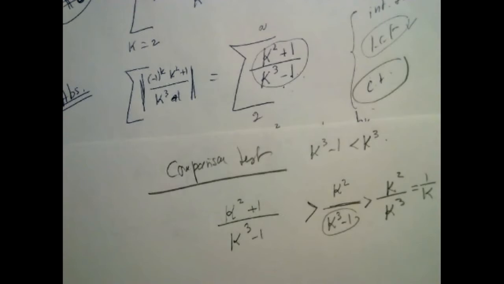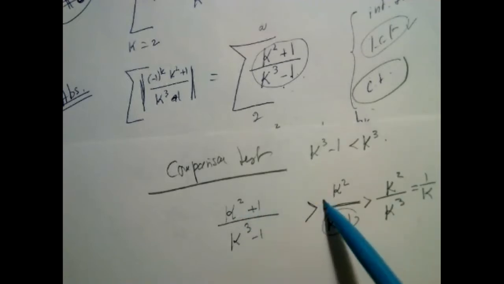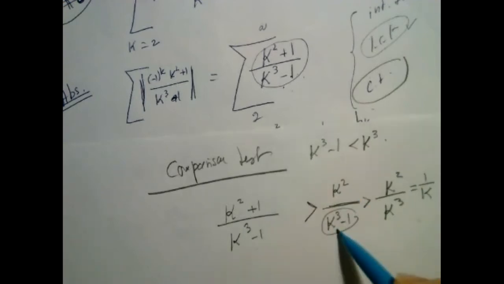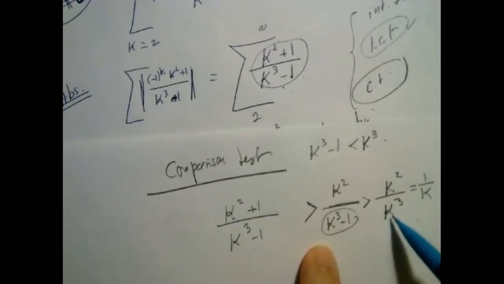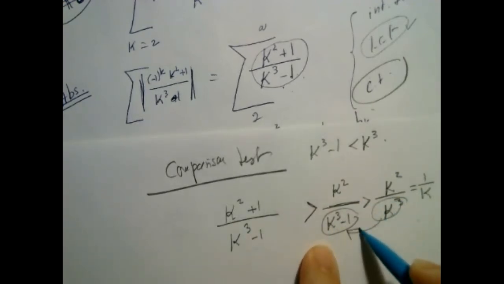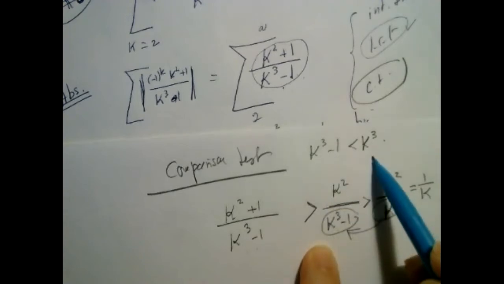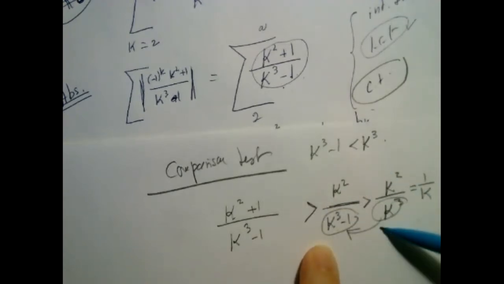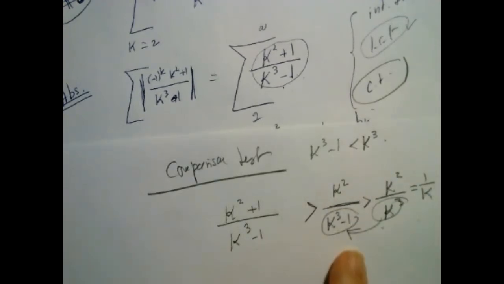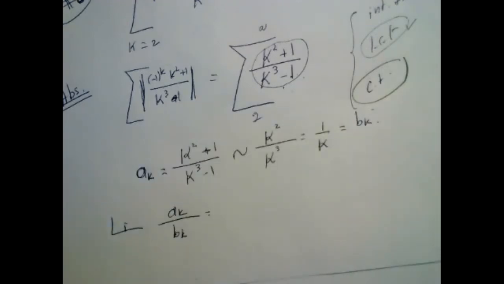Zach, does this answer your question? Yes, that does answer my question. Thank you. So it's the comparison, and it works because with comparison you have to make sure 100% you can build the inequality. You cannot just say it is. k squared plus 1 is bigger than k squared. k cubed minus 1, so I kept it here. Now k cubed minus 1 is less than k cubed, so when I flip it, it's going to be bigger than 1 over k. So that's the other way you can do the problem.